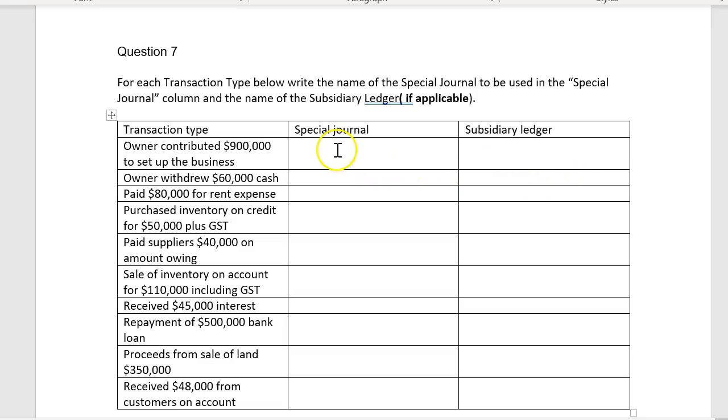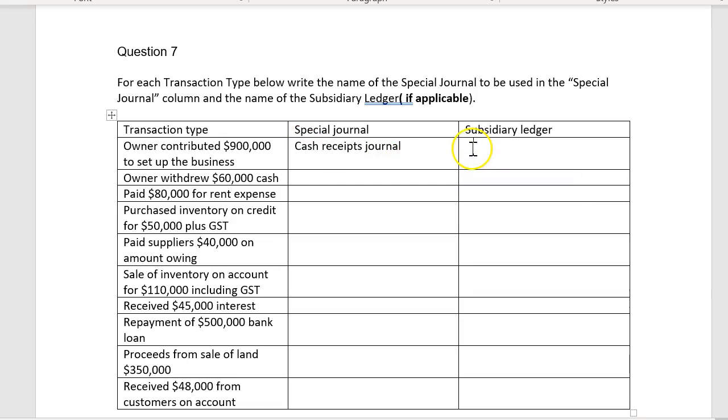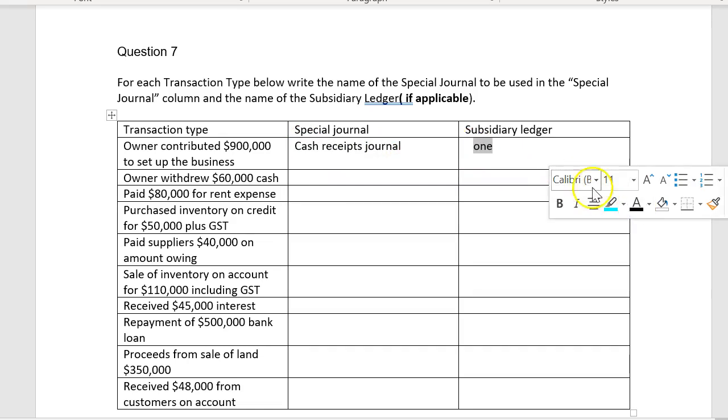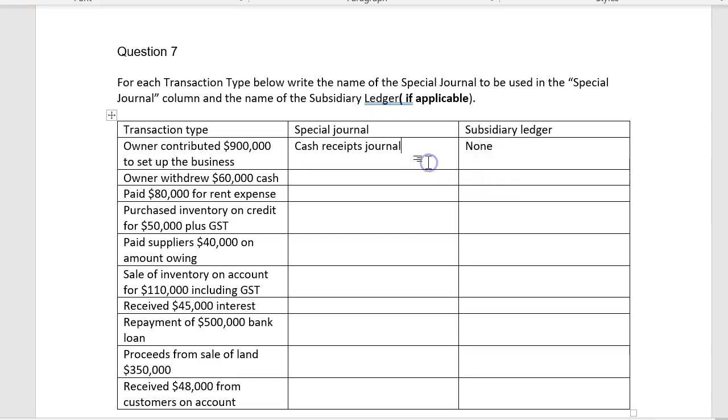Okay, so let's start with the first one. Owner contributed $900,000 to set up the business. That is a cash inflow, so which special journal is it recorded in? Since it's a cash inflow, it's recorded in the cash receipts journal. And is there any subsidiary ledger for it? No, there is none, because there is no accounts payable or accounts receivable when owners contribute capital to set up the business.